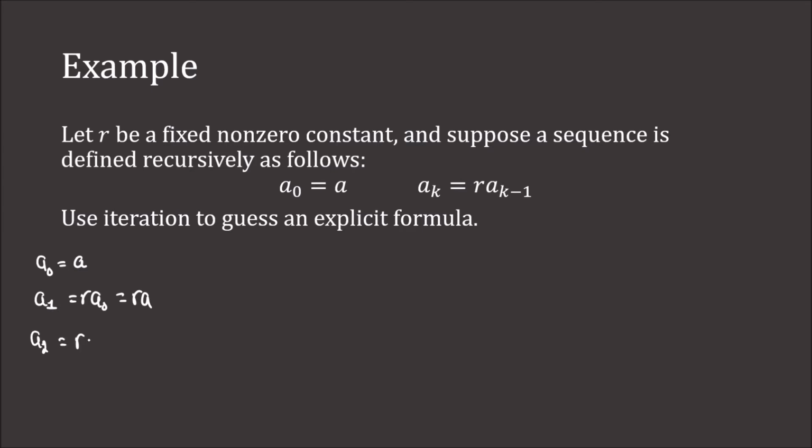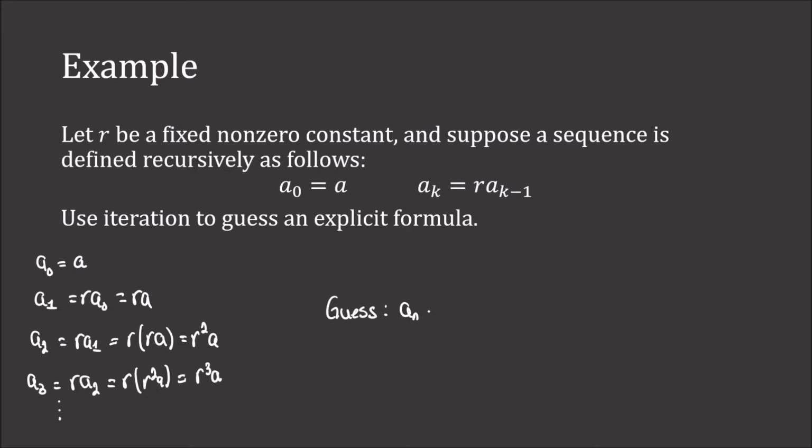A2 is r times a1, so this is r times r a, which is r squared a. A3 would be r times a sub 2, so it's r times r squared a, and so this is r cubed times a, and at this point a general pattern has been established. So our guess would be a sub n is equal to r to the n times a.